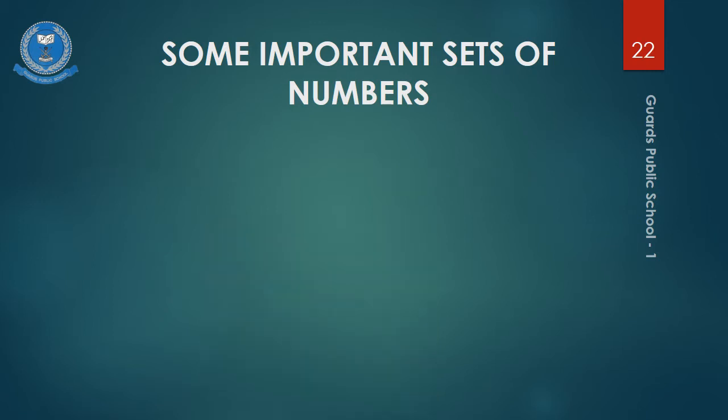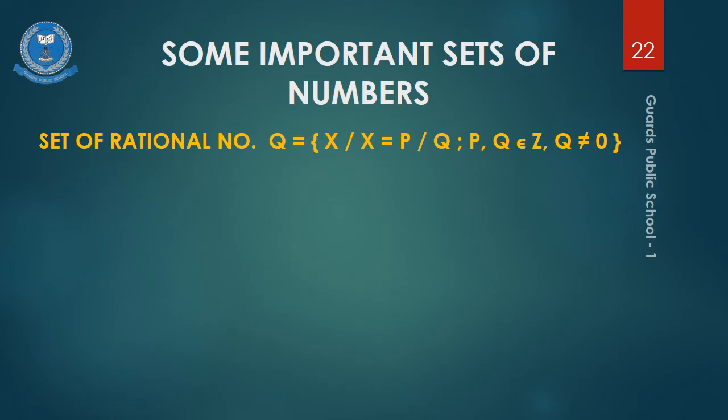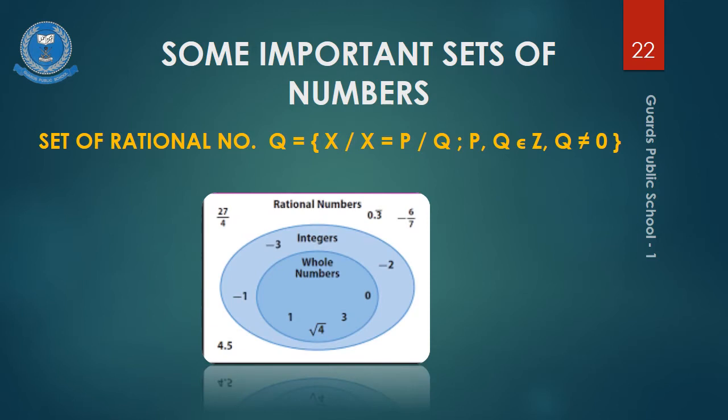Now the set of rational numbers is represented by capital Q and it is equal to x such that x is equal to p over q. What are p over q here? They are variables which represent that any number that can be written in the form of numerator and denominator, meaning it contains digits which are in the form of p over q, in fractional form.